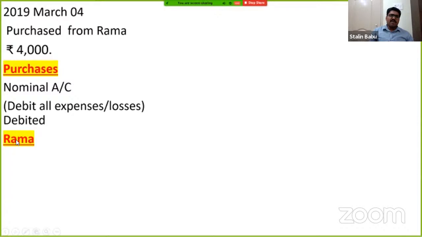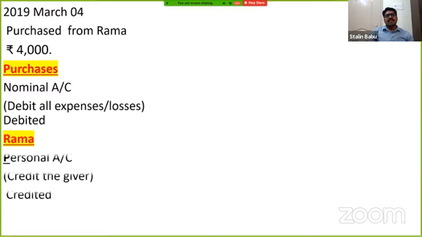Rama belongs to which account: personal, real or nominal? Yes, she belongs to a personal account, a natural person. Debit the receiver, credit the giver. Here she is giving goods to the business, so her account is credited. So what is the entry? Purchases account debit to Rama account. What is the entry? Purchases account debit to Rama account.